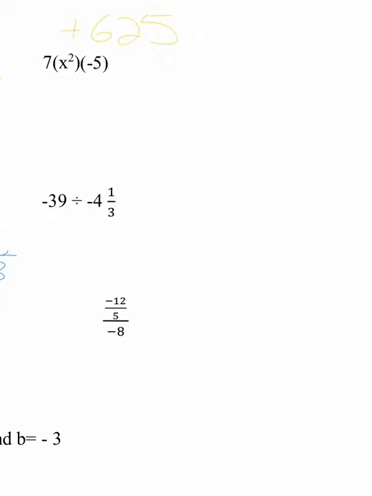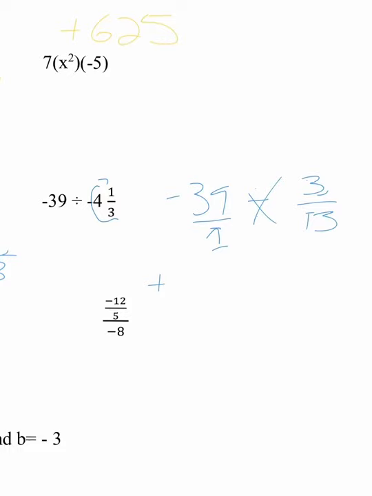Okay, so then we can do negative 39 divided by negative 4 and 1/3. We have 2 negatives, so the ending will be a positive because it's an even number. We do make this improper. 3 times 4 is 12, plus 1 is 13. 13 over 3, and this is division. Okay, we skip it, so this is just 39 over 1. We flip it, so this becomes 3 over 13, and then we multiply it.